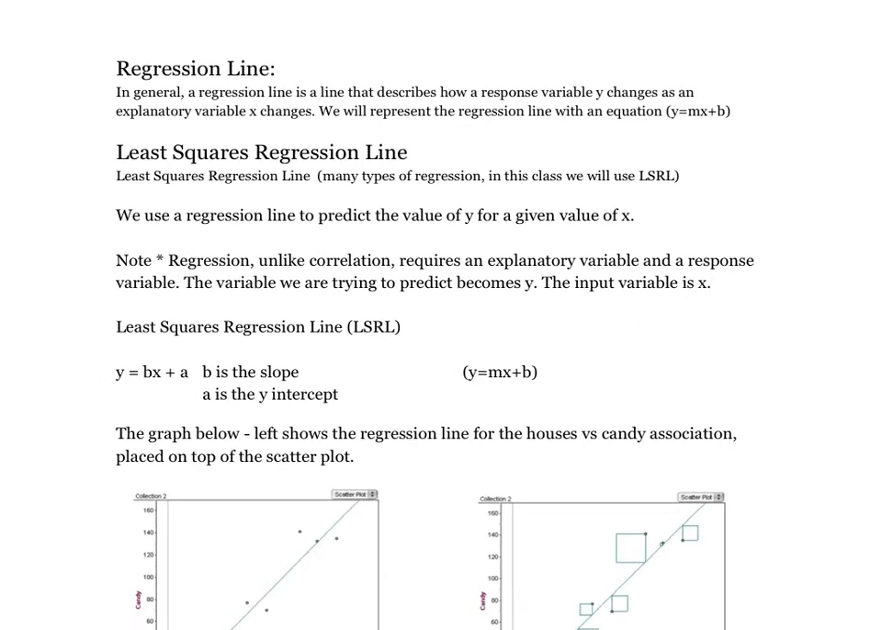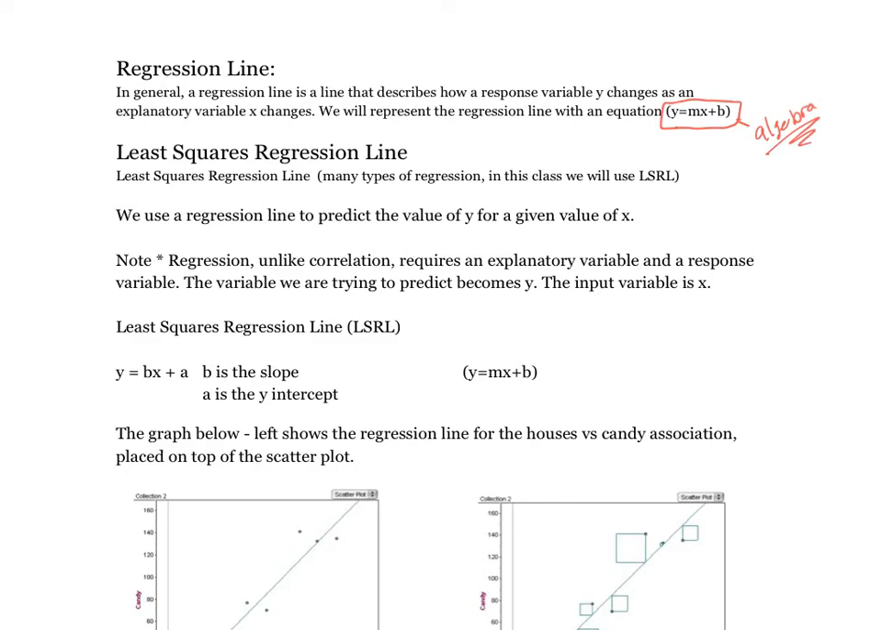So a regression line. In general, a regression line is a line that describes how a response variable y changes as an explanatory variable x changes. We will represent the regression line with an equation in y equals mx plus b form. You recognize that, I'm sure. It's called slope-intercept form from algebra, or algebra 2. So you have experience with that kind of stuff.